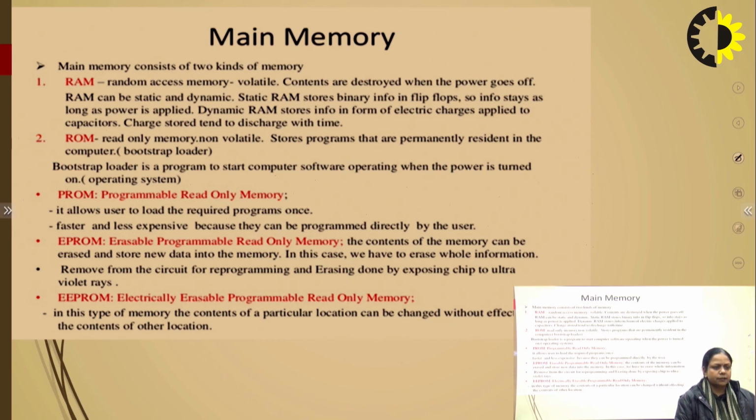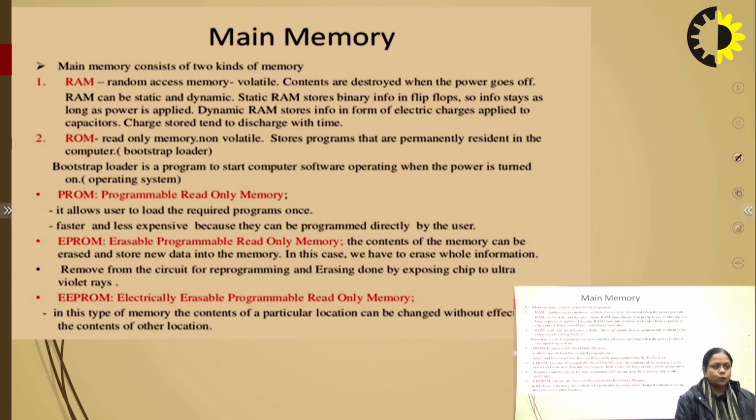In this case, we have to erase the whole information; the chip is removed from the circuit for reprogramming, and erasing is done by exposing the chip to ultraviolet rays. And the last one is the electrically erasable programmable read-only memory. In this type of memory, the contents of a particular location can be changed without affecting the contents of other locations. So in the main memory, we have these two types of memory.